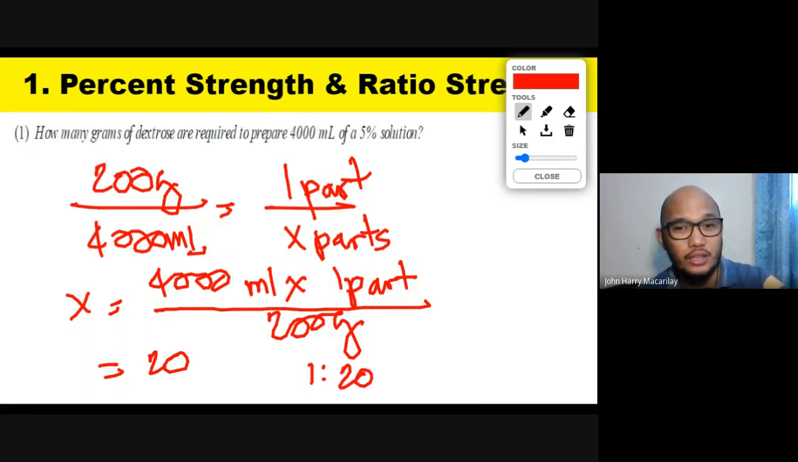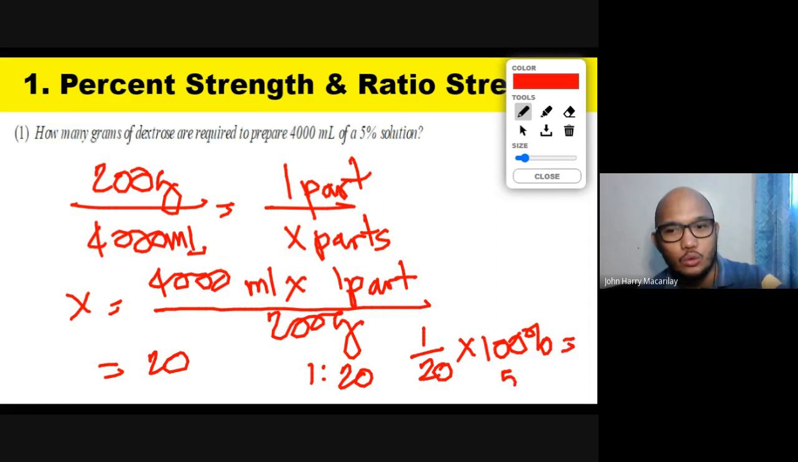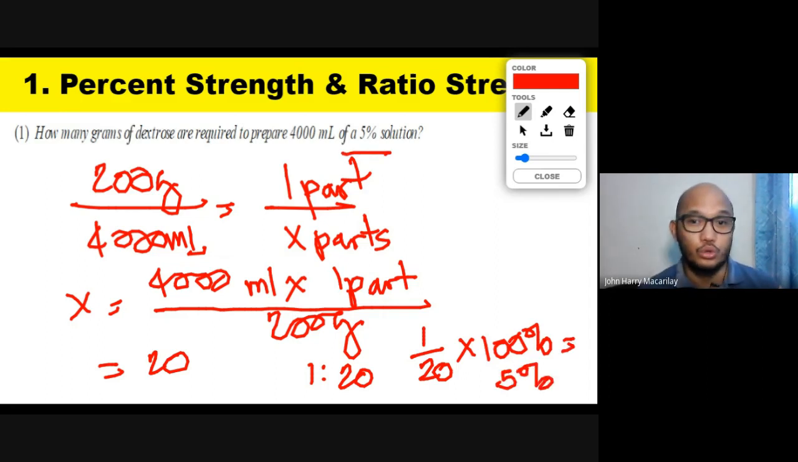So how will you know if your answer is correct? Convert this to percentage. 1 divided by 20 times 100% is equivalent to 5%, which is the percentage of your solution. All right? So that is now for percent strength and ratio strength. I hope you can still remember this part from your pharmaceutical calculation.